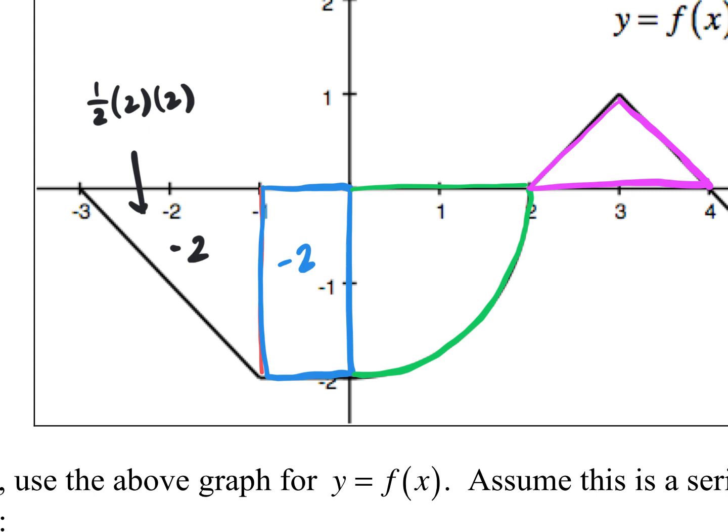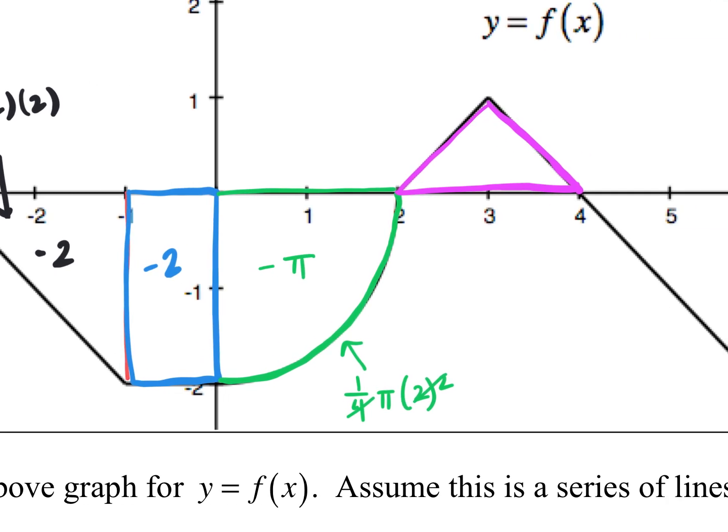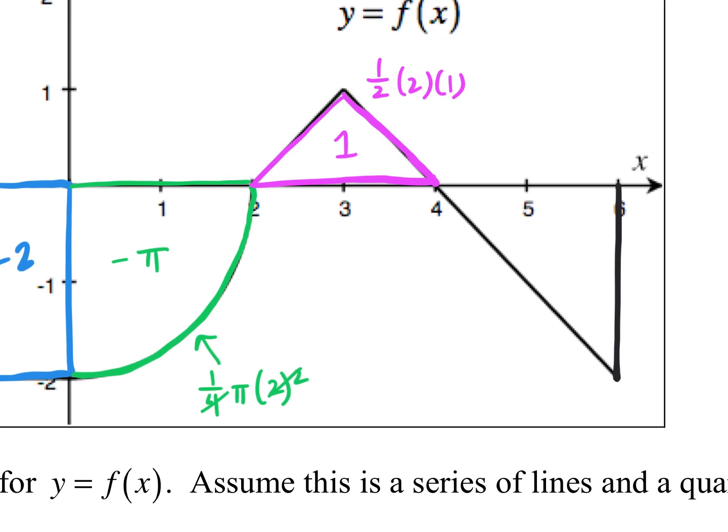My quarter of a circle here would be 1/4 pi times my radius squared. So that's going to give me just pi. And again, it's below the x-axis, so it's negative. I've got a triangle here, 1/2 base, which is 2, times my height of 1. So that's going to be +1. And lastly, my triangle, 1/2 base times my height of 3. Nope, it's 2. So this would give me -2 as well down there.